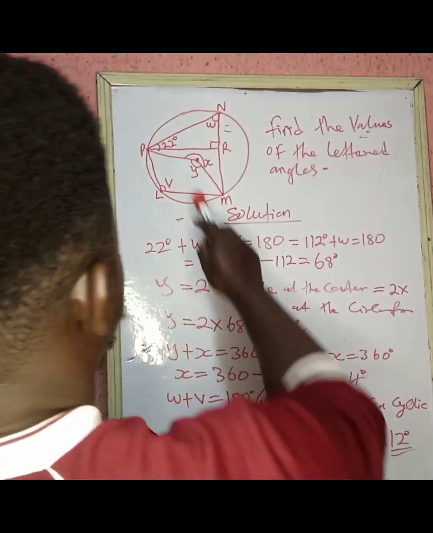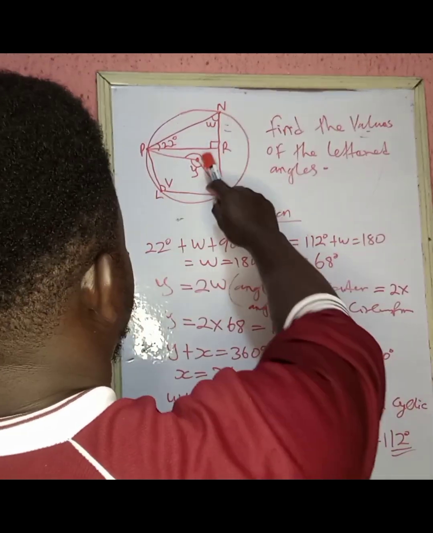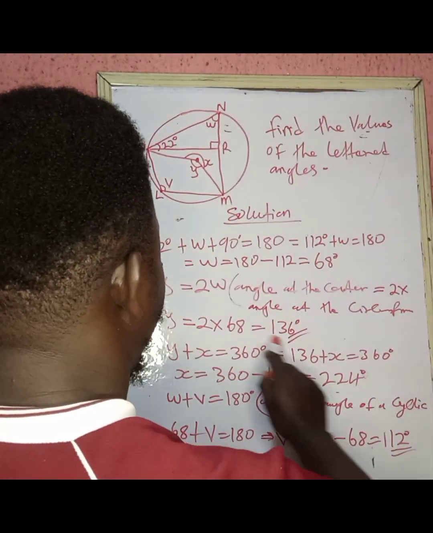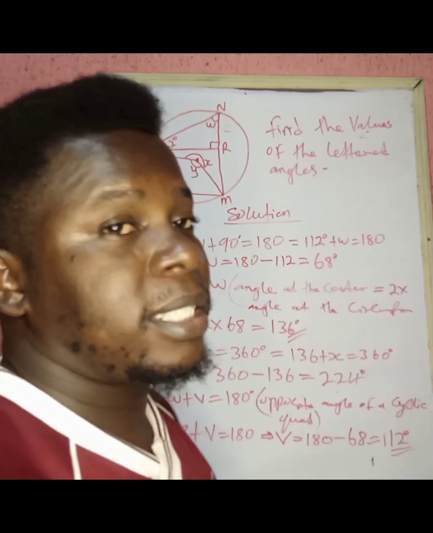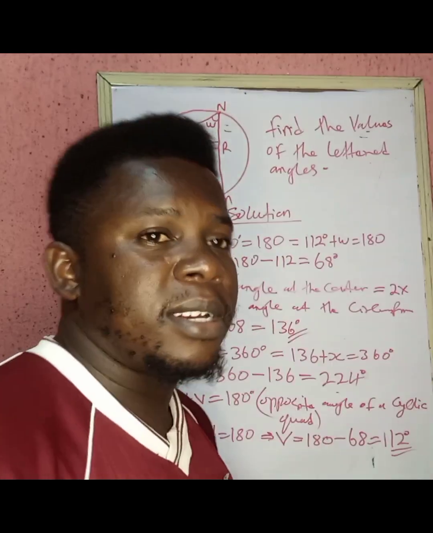Now we have our V as 112 degree. We have our X as 224 degree. We have our Y as 136 degree. We have our W as 68 degree.